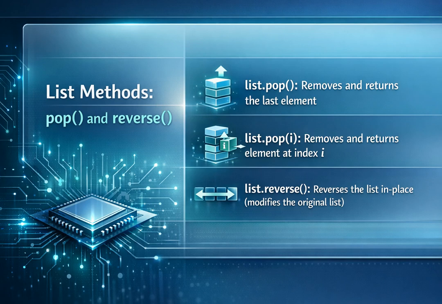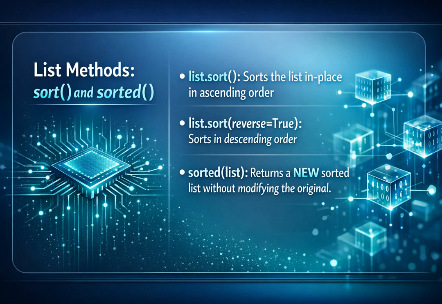The pop method removes and returns an element. Without an argument, pop removes and returns the last element. With an index argument, it removes and returns the element at that position. The reverse method reverses the list in place, permanently changing the original order. The sort method arranges elements in ascending order by default and modifies the original list directly.